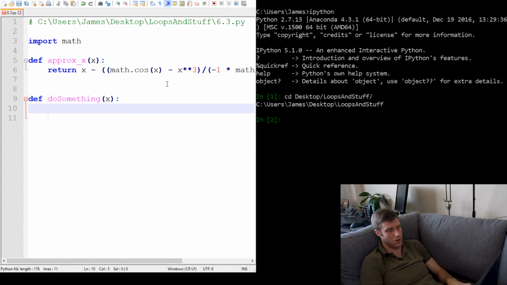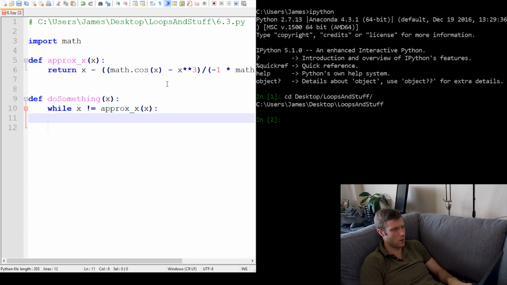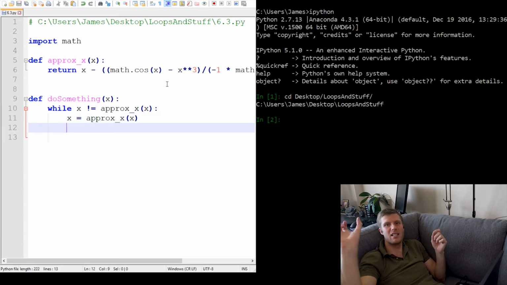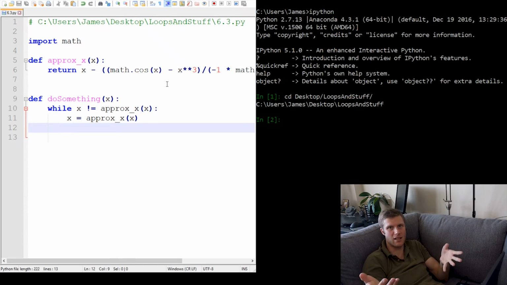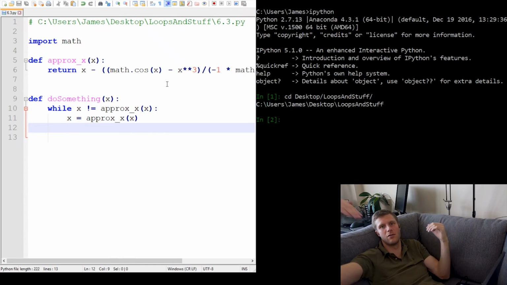Okay, so while x is not equal to approx x of x, what do we want to do? Well, we want to update what x is, because we're going to keep computing x. We're going to converge onto something. So we're going to say x is equal to approx x of whatever x is. We're going to keep updating x until there's no change in x. So that'll tell us when we've basically converged onto the solution.